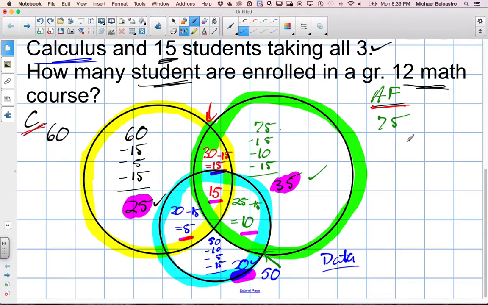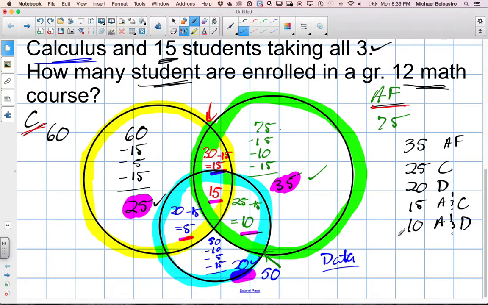So we have 35 in just advanced functions, 25 in just calculus, 20 in just data, 15 in advanced functions and calculus, 10 in advanced functions and data. Are you okay with where I'm getting these numbers from? And 5 in calculus and data. And then finally, we have 15 students who are in advanced functions, calculus, and data. So we'll put them all together.